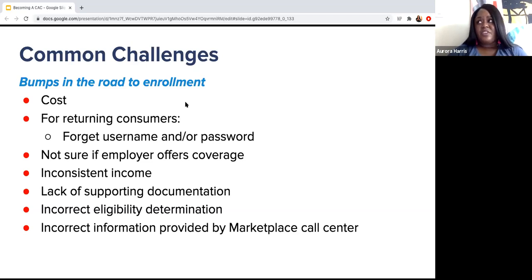Lack of supporting documentation is also a big one. And then any sort of incorrect eligibility determination that might happen, or incorrect information provided by a marketplace call center, or actually anyone else that gave them incorrect information. These are some common challenges that you might run into that you need to know about on your journey as a CAC.